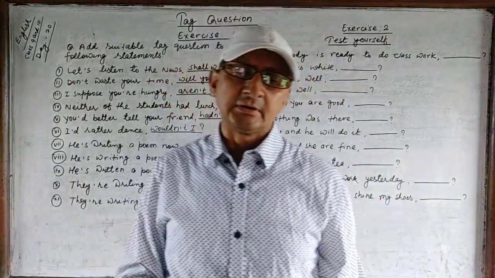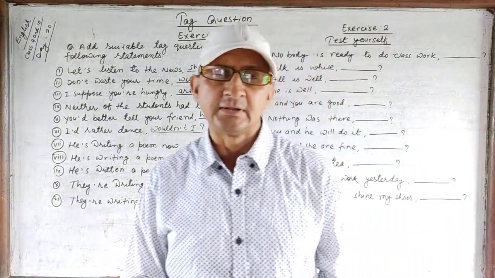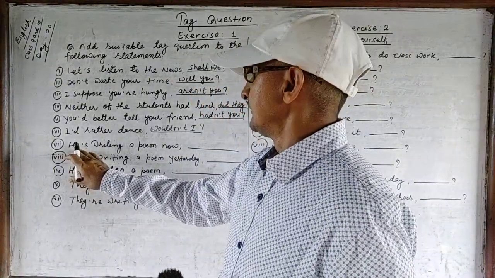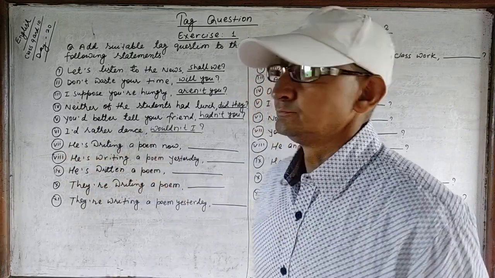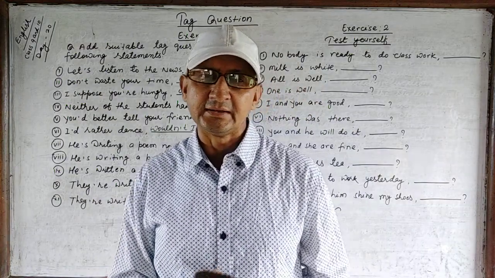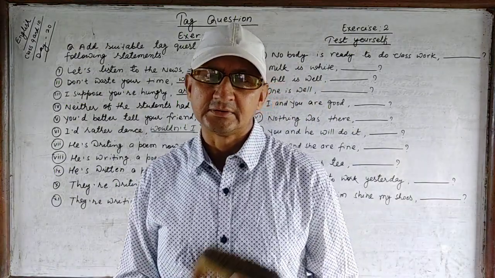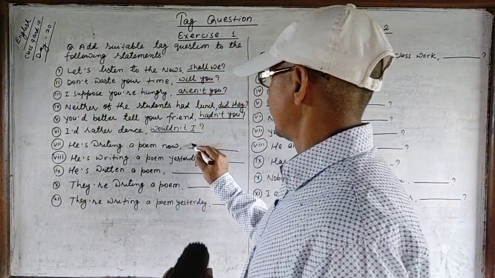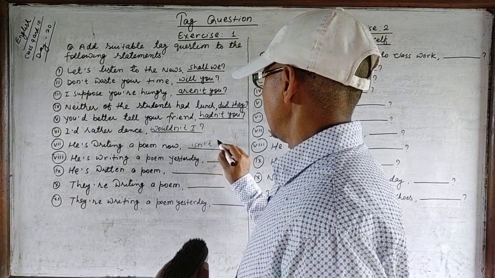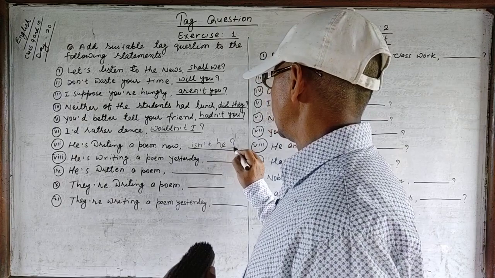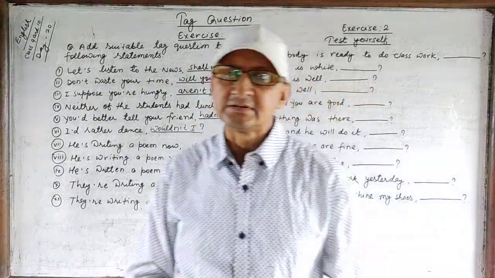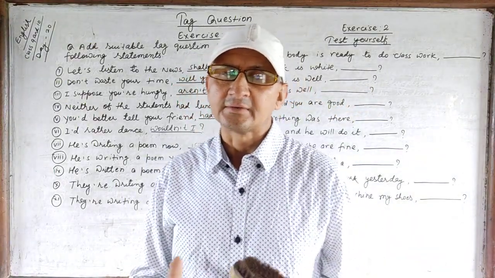The next question is question number 7. He is writing a poem. It is very easy to write a tag. The tag is isn't he? Why isn't he?